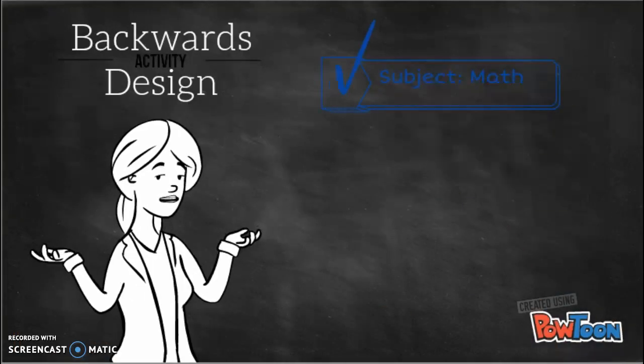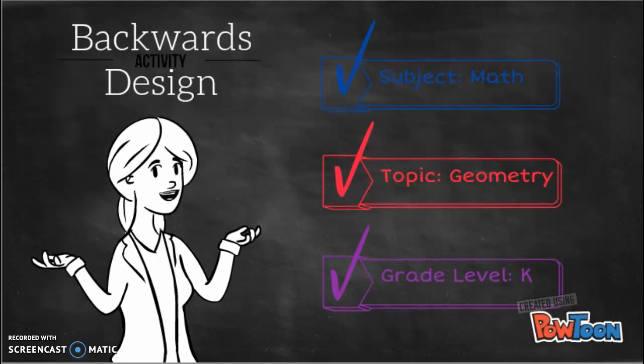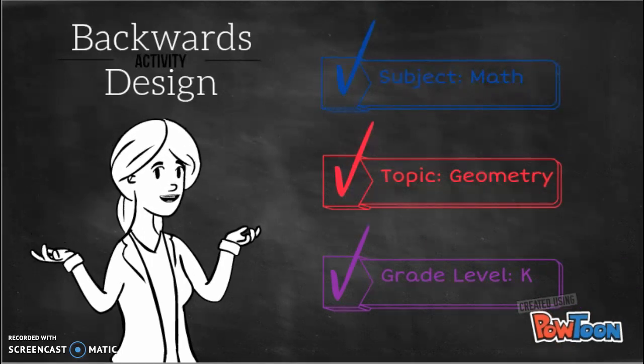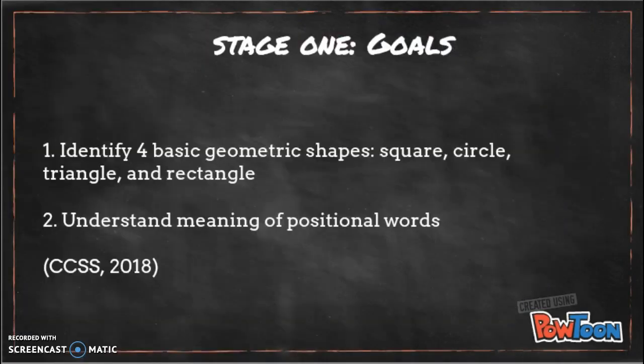This backwards design is for kindergarten geometry math activities. The student should be able to identify 4 basic geometric shapes and understand the meaning of positional words.